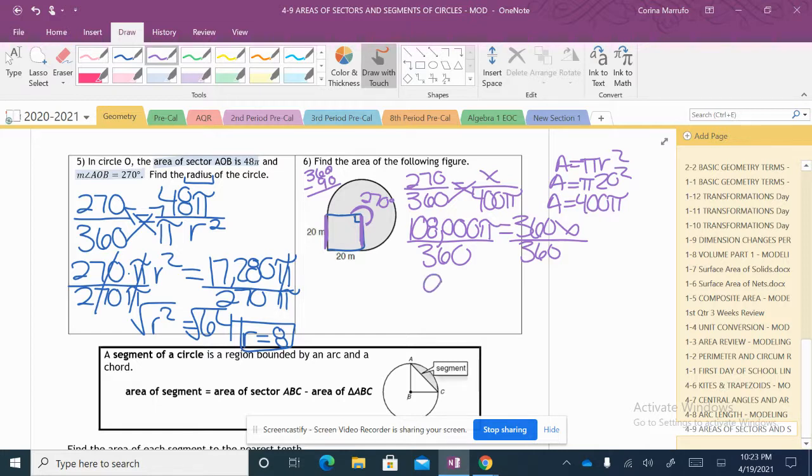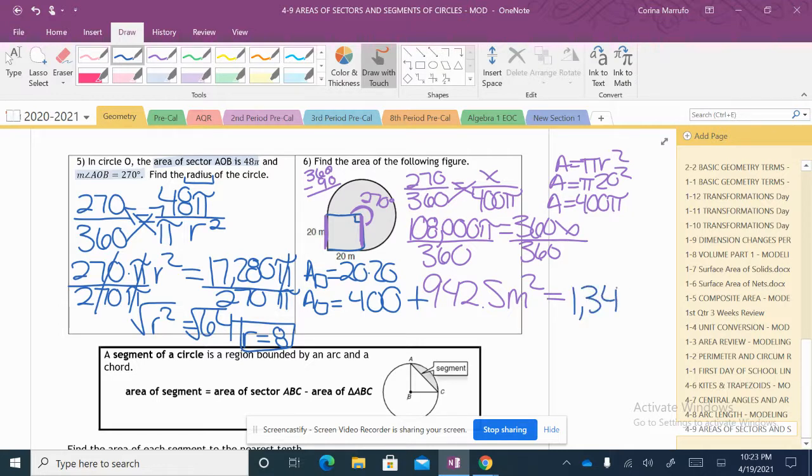Then to solve for x, we're going to divide by 360. And so I'm going to go ahead and give this as a decimal because it did ask for the nearest tenth. So 942.5 meters squared is going to be the area of our sector. So now the area of the square is going to be 20 times 20, base times height, which is 400. So to find the total area, I add them up together, and that gives me 1,342.5 meters squared.